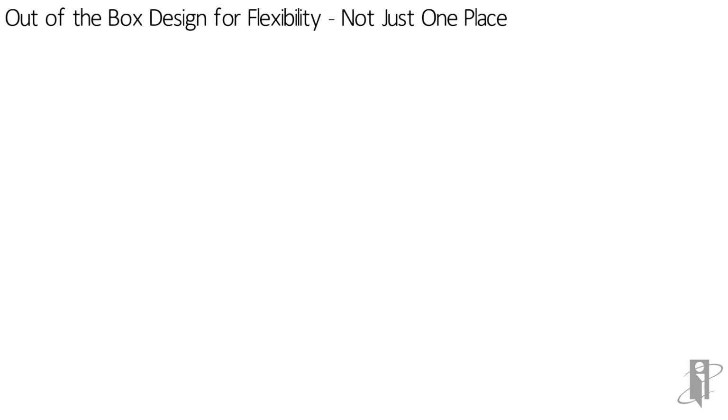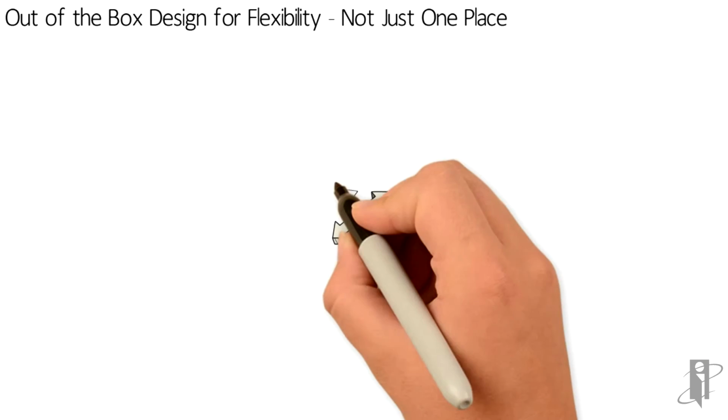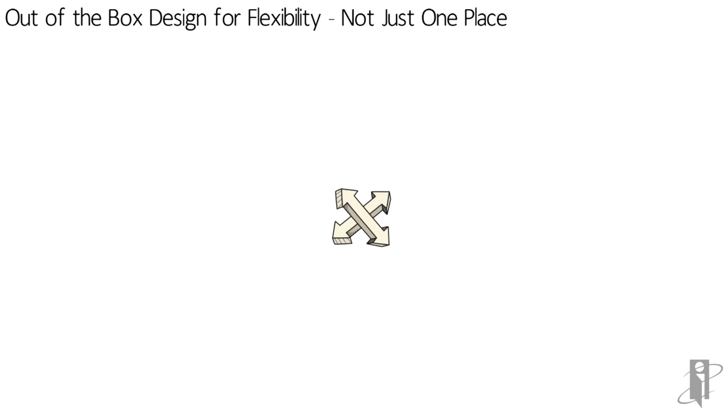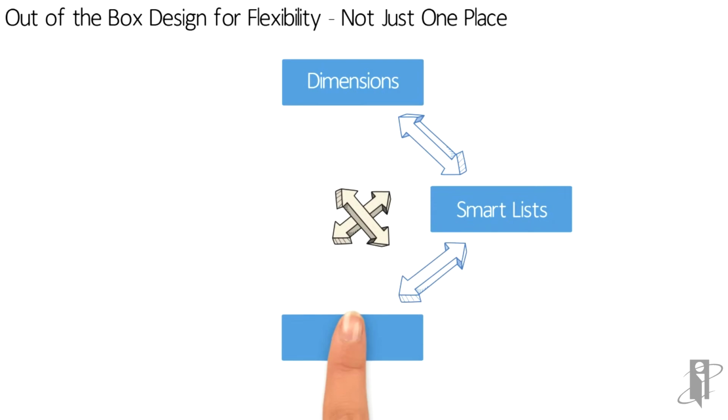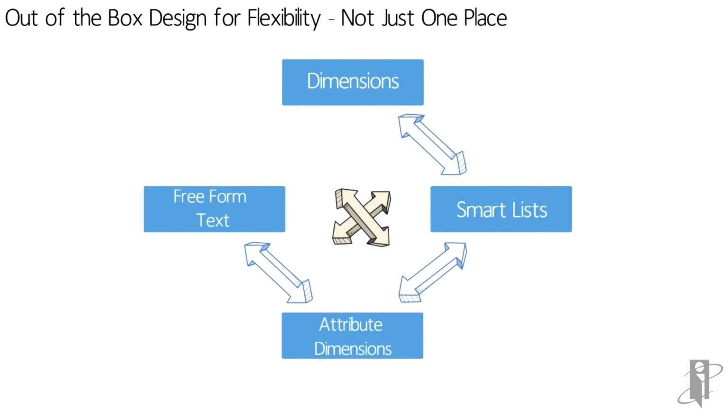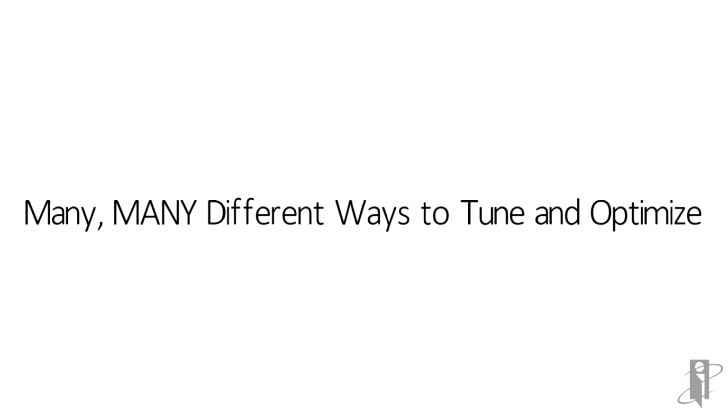So again, with the new features in planning, there's a lot of new ways to capture data and present data for end users and have them interact with the data. So it's not just a dimension. We have smart lists, we have attribute dimensions, we have free-form text, and there's a lot of creativity that you can build into your application to make it really easy for the end users to do their budgeting and forecasting process.